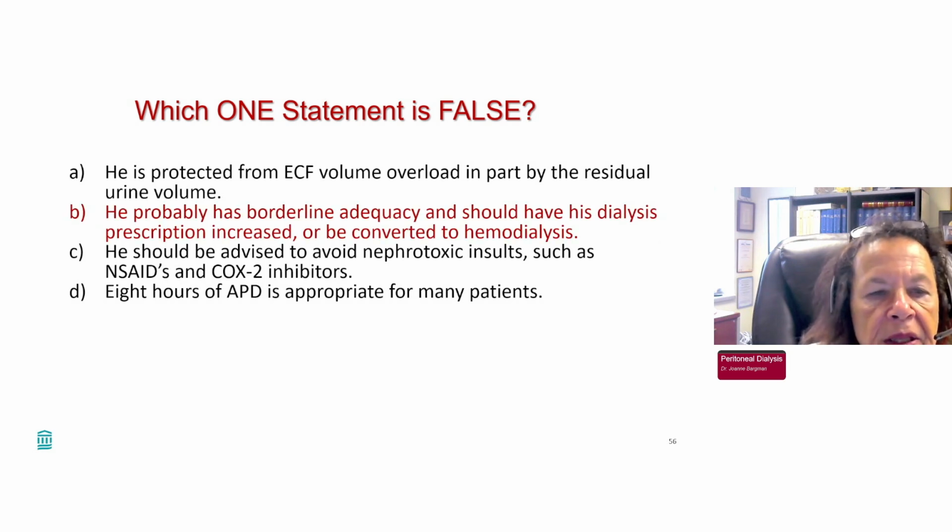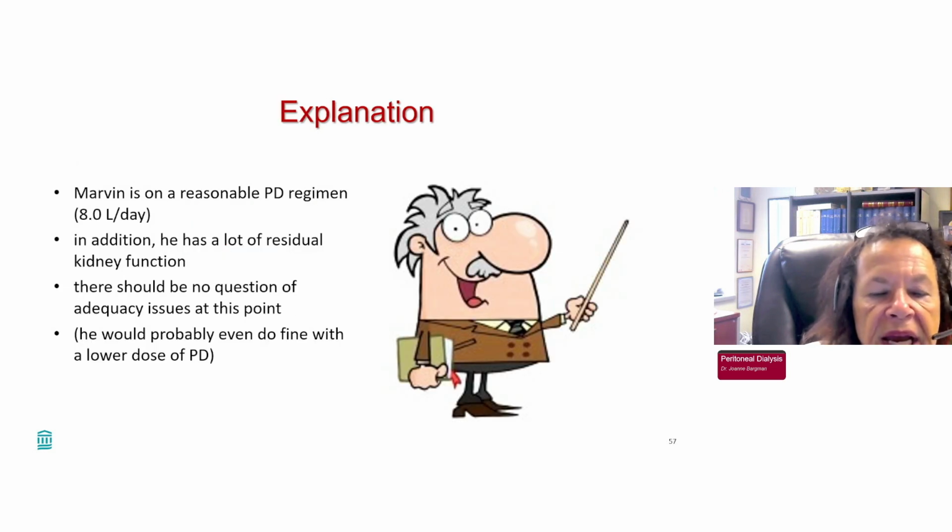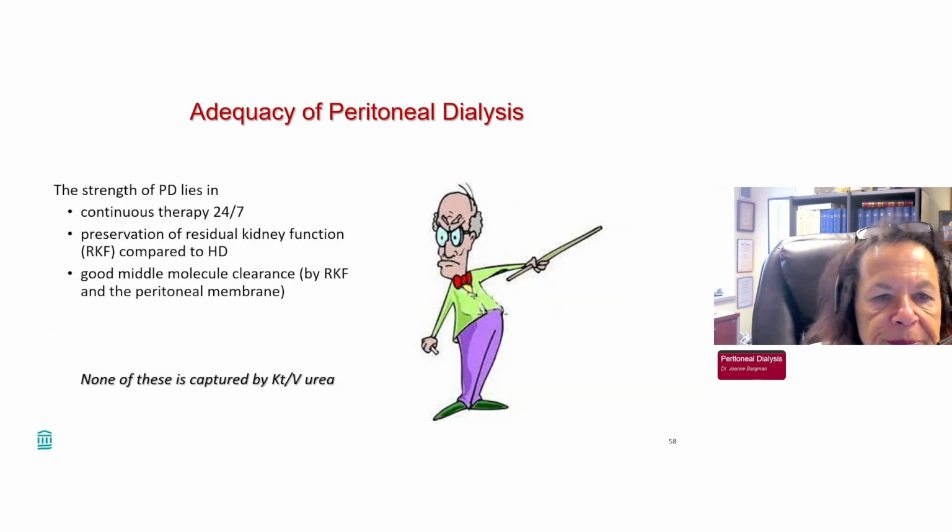And I would submit that the wrong answer is that he has borderline adequacy and should have his dialysis prescription increased. He's on a very reasonable PD regimen. In fact, I would probably give him less than this. He has a lot of residual kidney function, and there should be no question about adequacy at this point. And like I said before, he would probably even do fine with a lower dose of PD while he had this degree of residual kidney function.